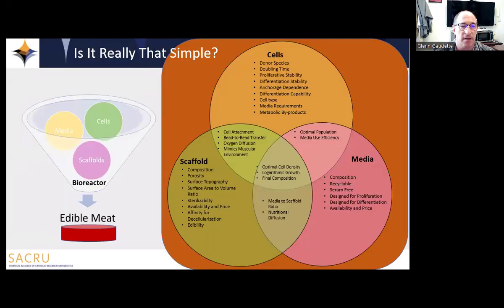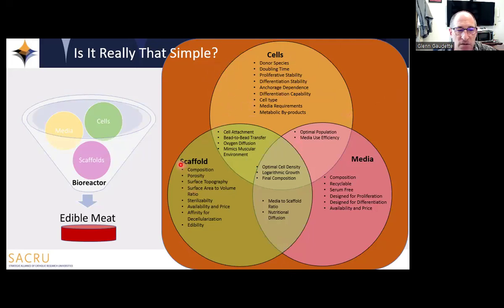When we think about the process, is it really as simple as adding cells and media and scaffolds together in a bioreactor? No, there's a lot more to it, and some of those things are outlined here. We got to think about, again, we talked about the donor. What's the doubling time of the cell? So how long does it take to proliferate? Is it stable? How long does it take to differentiate? Are they anchorage dependent? Do they need to grab onto something? Bunch of other questions we have for cells.